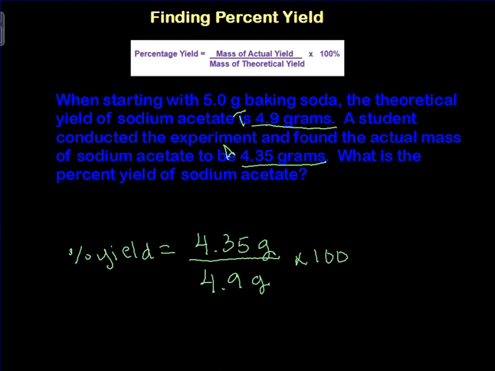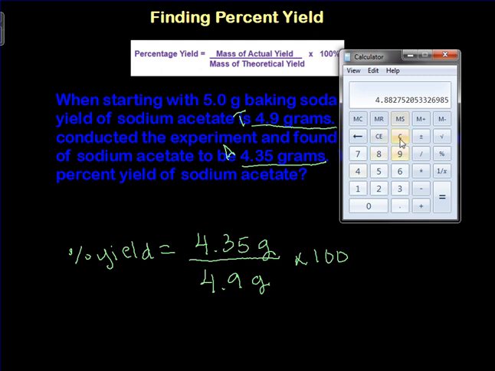So if I put that in my calculator, clear my calculator from the last video here, and I have 4.35 divided by 4.9 times 100. Okay, there we go.